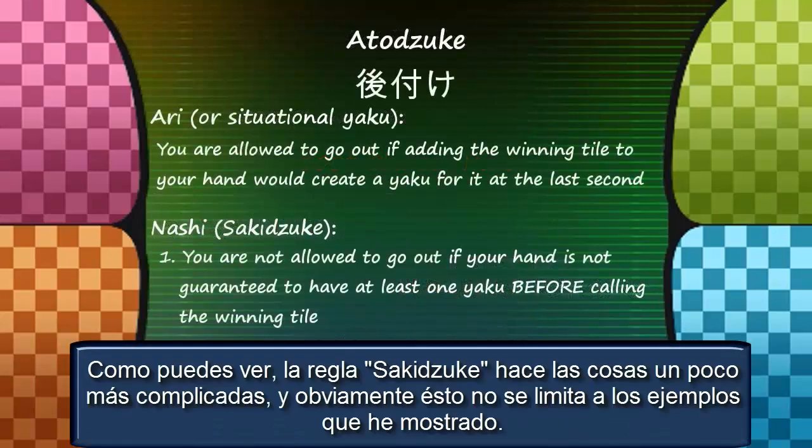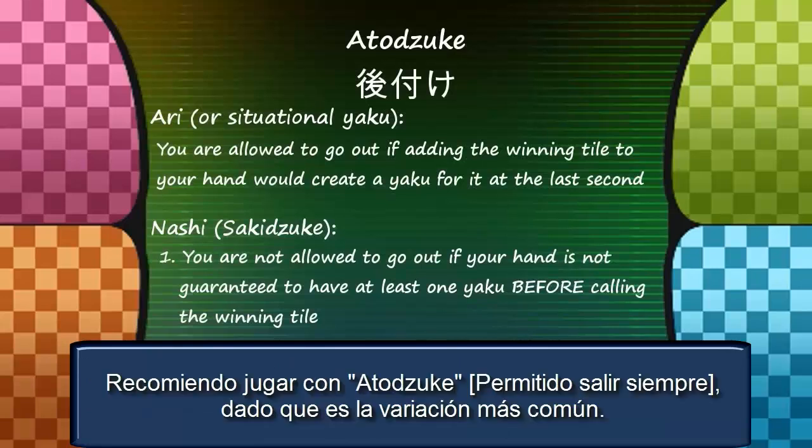As you can see, the rule of Sakizuke has a tendency to make things quite complicated. And the complications are in fact not limited to the examples I've just shown you. I recommend playing with Otozuke, as this is one of the most commonly used variations.